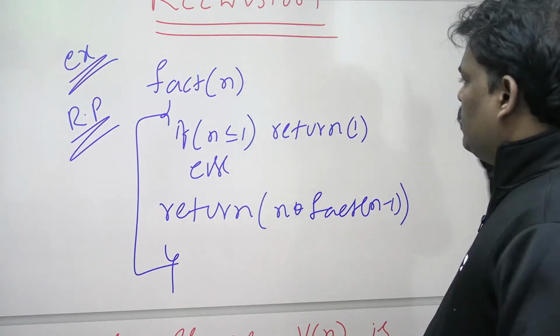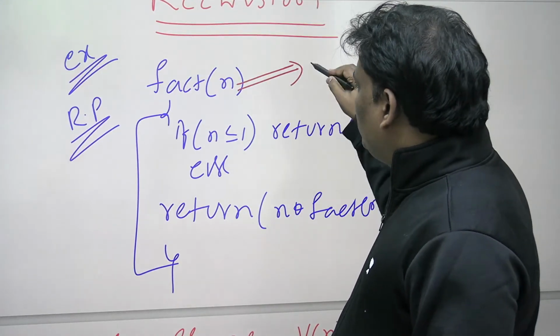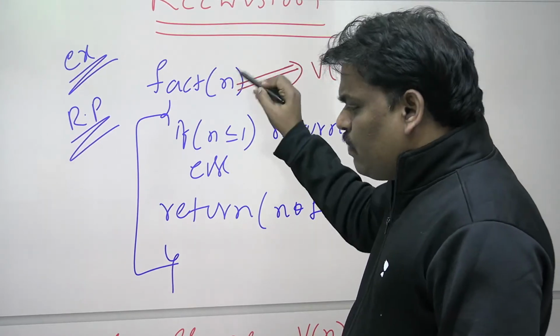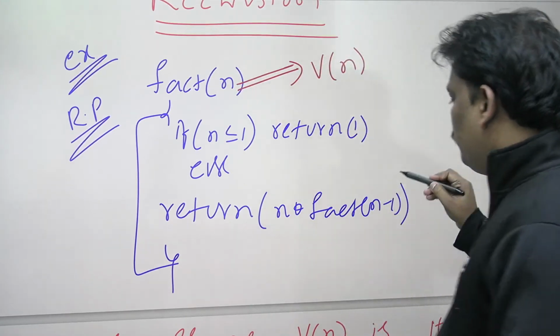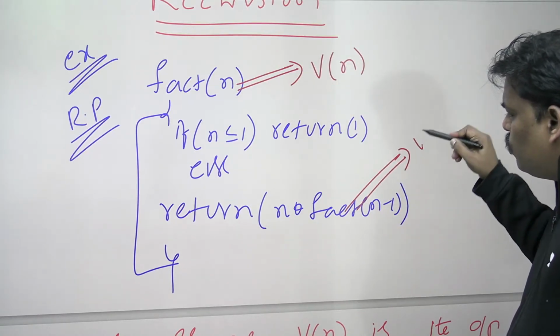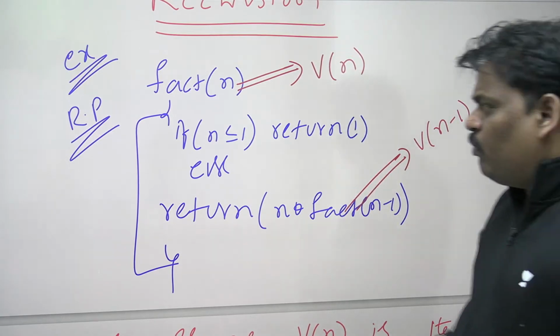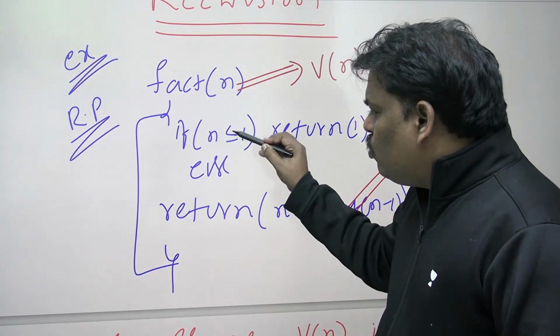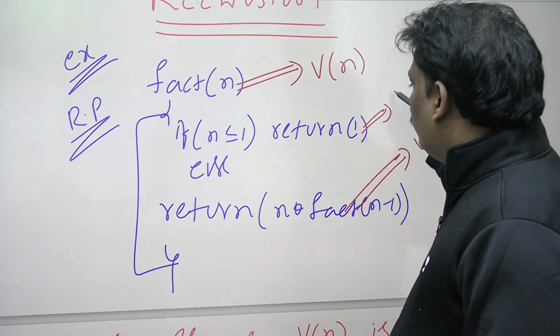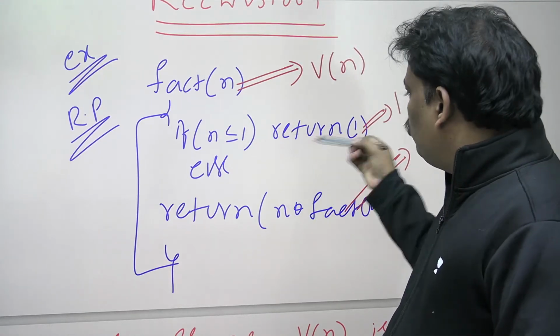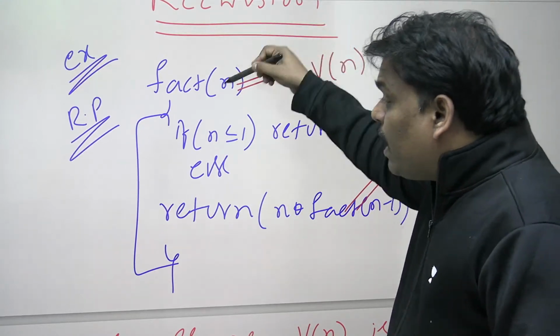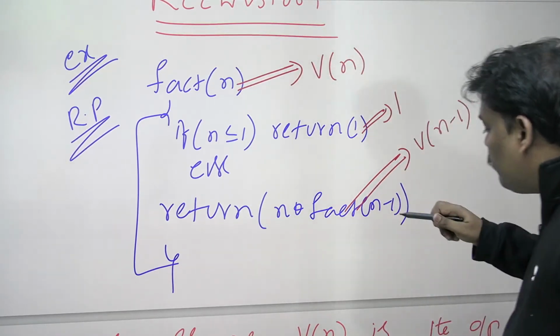See this. Fact of n, if output is V of n, fact of n minus 1, what is the output? V of n minus 1. If you believe that is true, fact of n minus 1 output is V of n minus 1. And one more thing: if n is less than or equal to 1, return 1. So output is 1. This is direct. Fact n output V of n, fact of n minus 1, V of n minus 1.